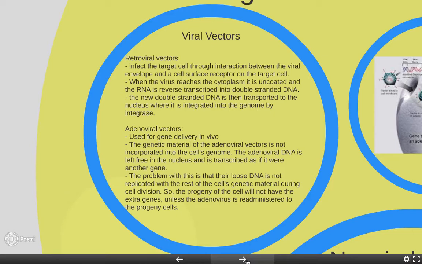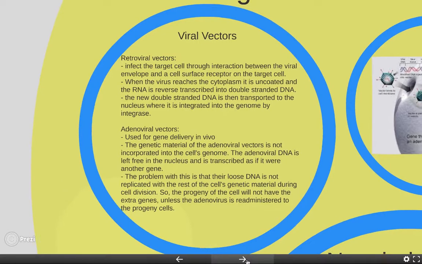There are also adenoviral vectors, which are used for gene delivery in vivo. The genetic material of the adenoviral vectors is not incorporated into the cell's genome. Instead, it is left free in the nucleus and is transcribed as if it were just another gene. The problem with this is that the loose DNA is not replicated with the rest of the cell's genetic material during cell division. So, progeny of the cell won't receive the extra genes unless adenovirus is readministered to these progeny cells.